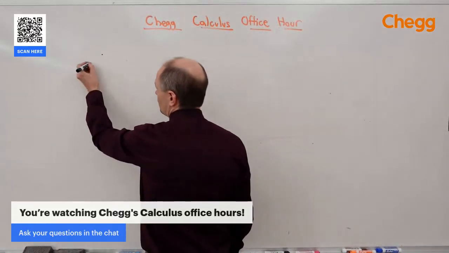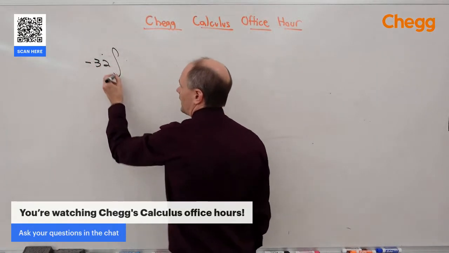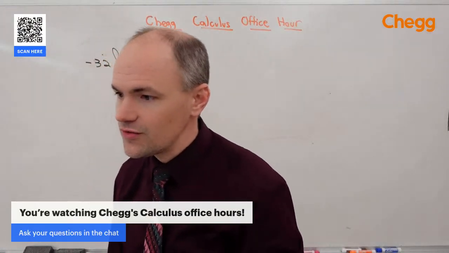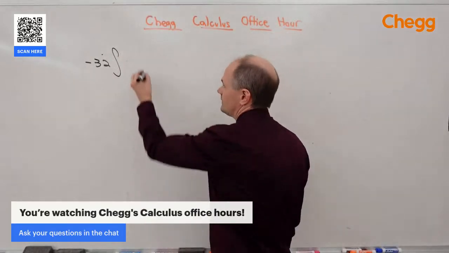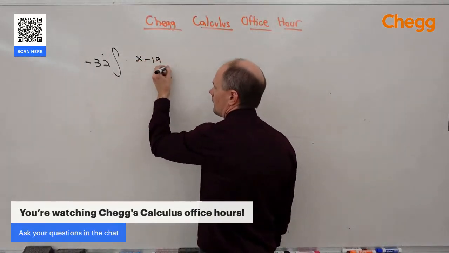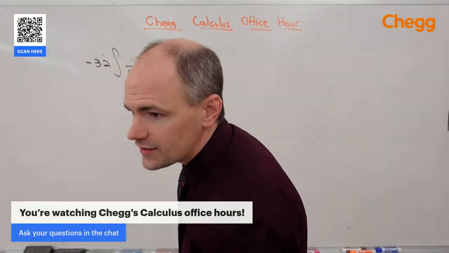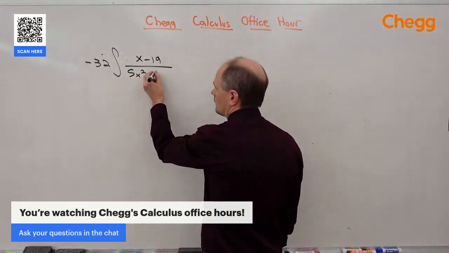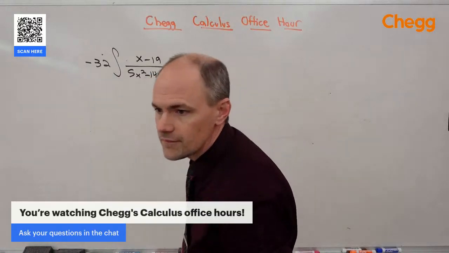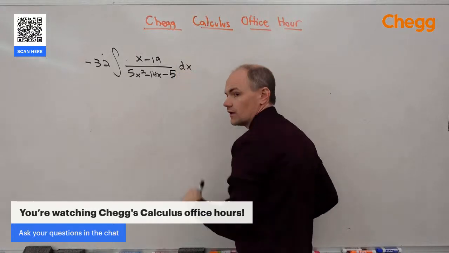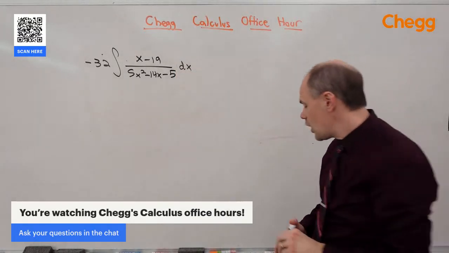So I'm going to see if I can copy this correctly. It is negative 32. That's kind of random to have in front of a radical, but okay. Times the antiderivative or the integral of x minus 19 over 5x squared minus 14x minus 5 dx. All right, that looks like a fun one.